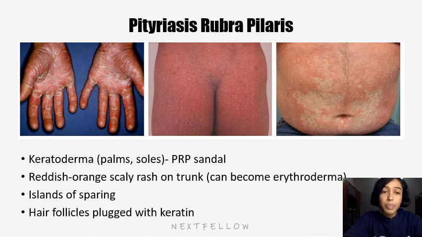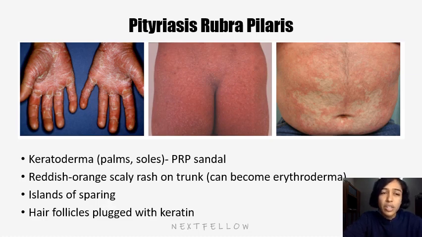And what is PRP or pityriasis rubra pilaris? There are a few classical features you need to know about it. You don't need to know about it in detail. There is a keratoderma of the palms and soles, also known as the PRP sandal, because there's a very thick layer of the skin, which forms on the palms and soles.